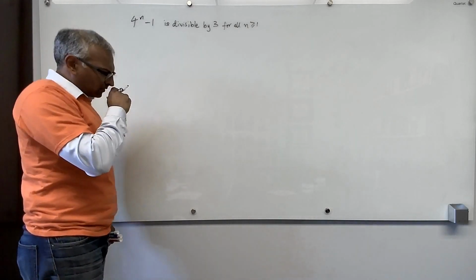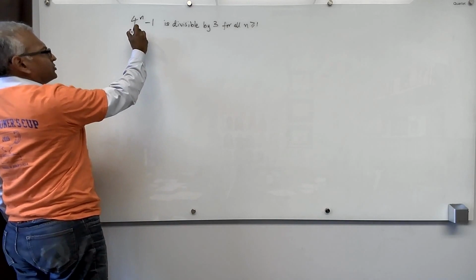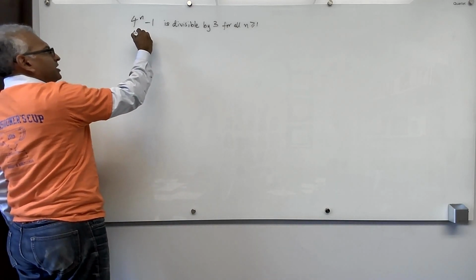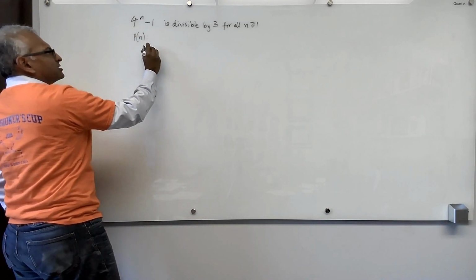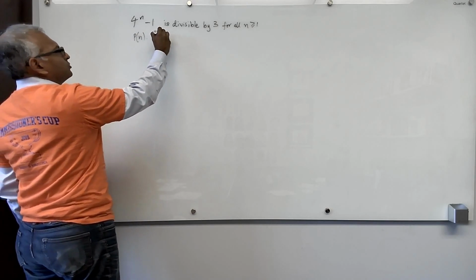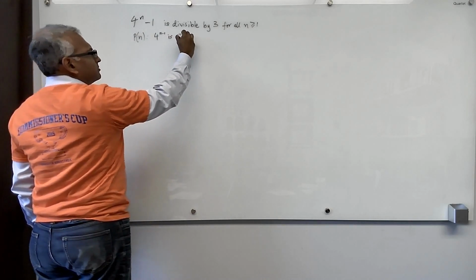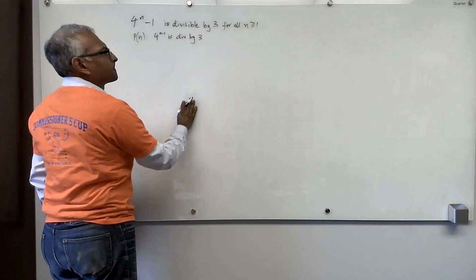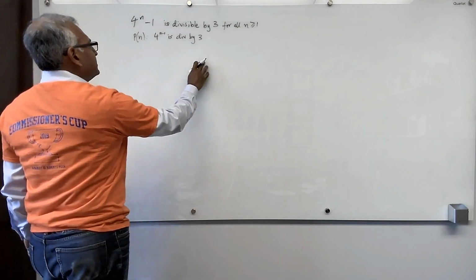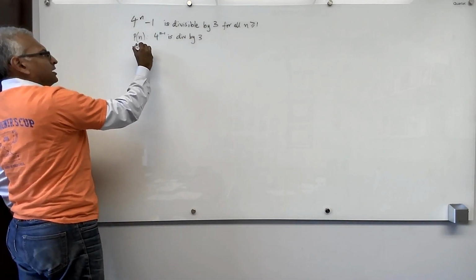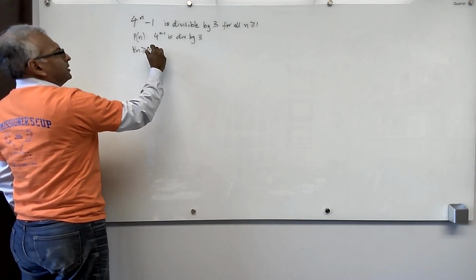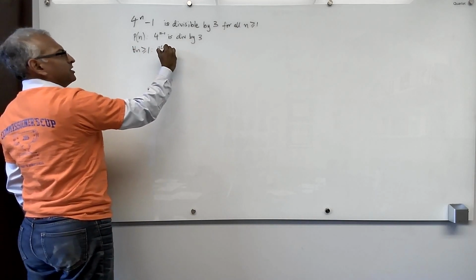Okay, now, in order to discuss this claim more formally, let's introduce this predicate that we already had. P of n is a predicate that takes n and returns the statement 4 to the n minus 1 is divisible by 3. And the claim we're making is that for all n greater or equal to 1, we are asserting that P of n is true.